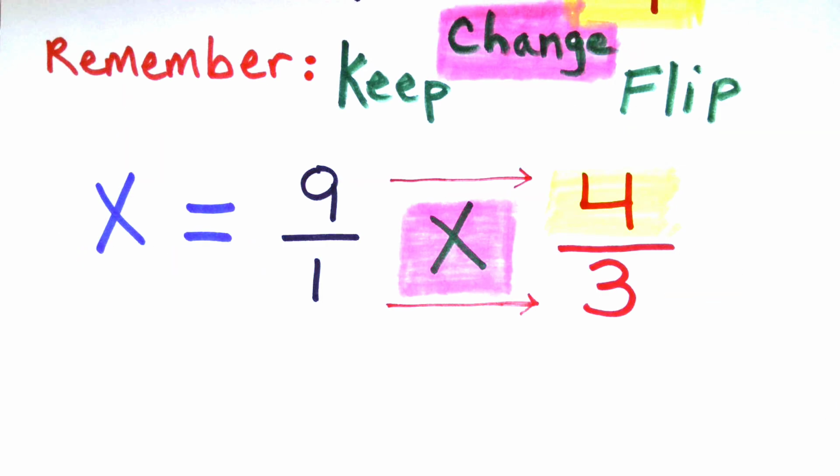Hopefully, you kept 9 over 1 the same, changed division to multiplication, and flipped your fraction. 4 is on top, 3 is now in the denominator's place on the bottom. So when you multiply fractions, you multiply what? Top to top, bottom to bottom. What's 9 times 4? What's 1 times 3? Can you reduce? Can you cross cancel here?